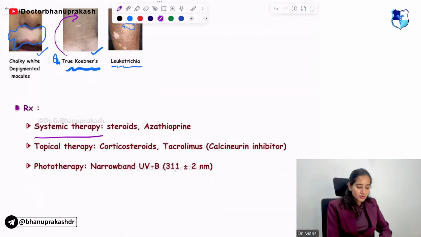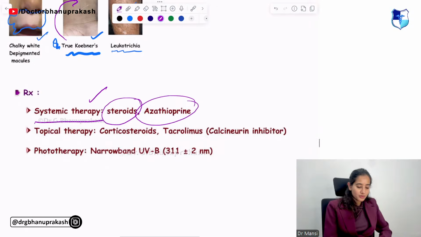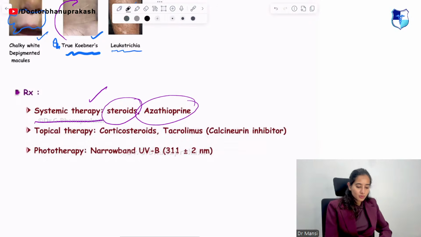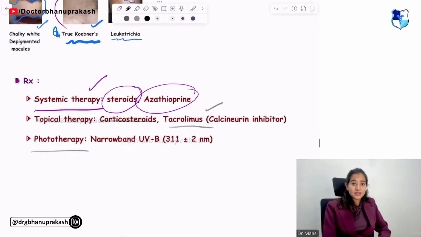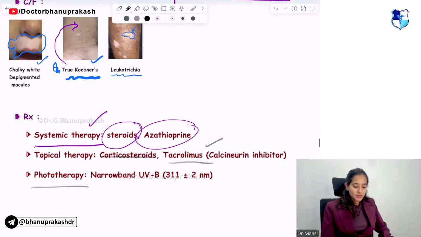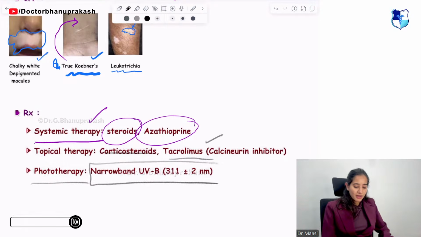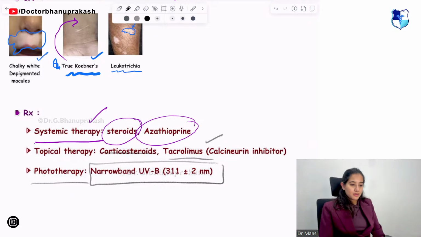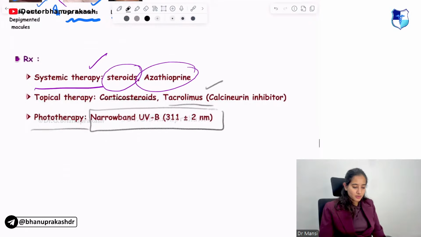And what do you give for treatment? You give steroids, systemic therapy like azathioprine, and you can also use topical steroids and tacrolimus. If it is a very severe variant, let's say the whole body is affected, then you also give narrow band UVB, which is of 311 nanometer wavelength, plus minus 2.